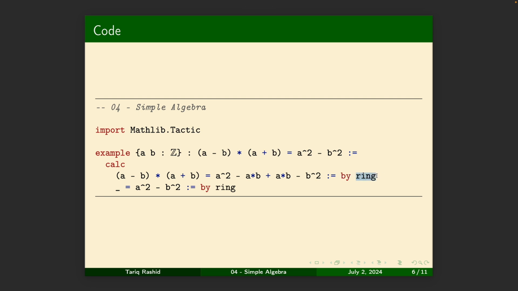So that tactic is what allows us to do simple algebra like multiplying out brackets. Although it sounds like an odd name, that's what we will often use to do simple algebra. As we go along, we'll learn more about why it's called ring. If you already know about mathematics and what rings are and fields are, great, you'll have an insight into that.